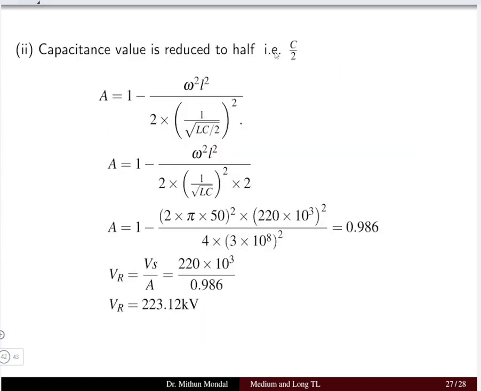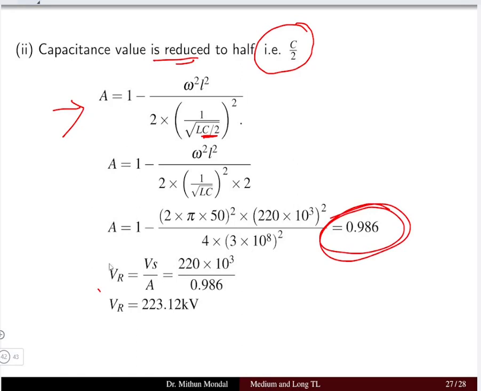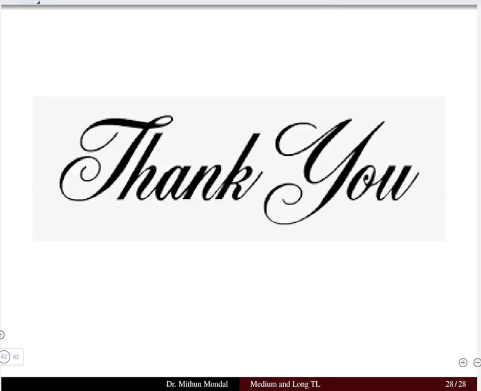However, let us see what happens when the capacitance value is reduced to half, that is C by 2. If capacitance is reduced to C by 2, we'll put it in the A parameter here, and it will be C by 2. The rest will be the same. So we will get the value of A first, that is 0.986, similar to the previous case, and then the receiving end voltage. So here we have 223.12 kilovolt as the receiving end voltage when the capacitance is reduced to half. So this completes the fourth tutorial, on medium and long transmission lines.